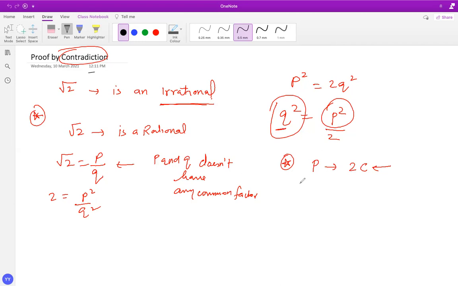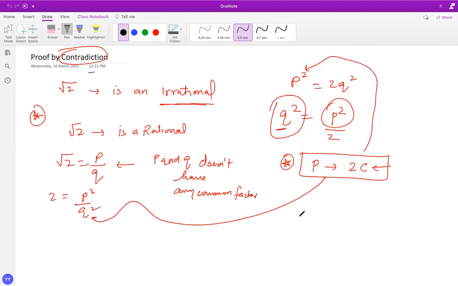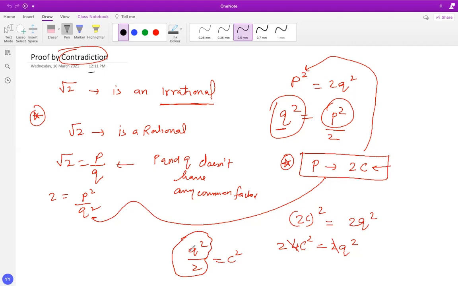So now I'm going to put p equals 2c into this relation. So 2c the whole square equals 2q square. So you get 4c square equals 2q square, and this can be cancelled out. So q square over 2 is actually c square. Now when you look at this statement, it means that when you divide q square by 2, you get an integer number. It means that q contains some factor of 2.